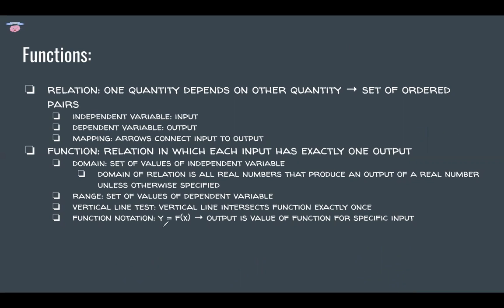Another way to read this is that f of x is the output of the function for a specific input, x. So f of a would be for the input a. f of 2x would be the output for the input 2x. f of g of x, as we'll talk about later this lesson, would be when the input is g of x.